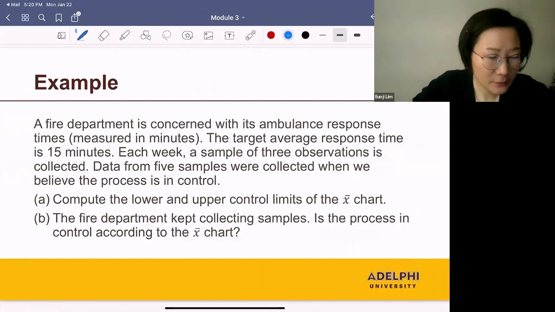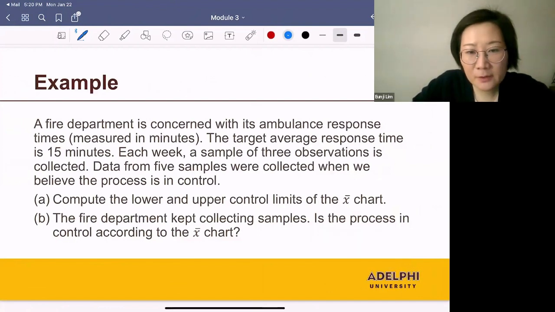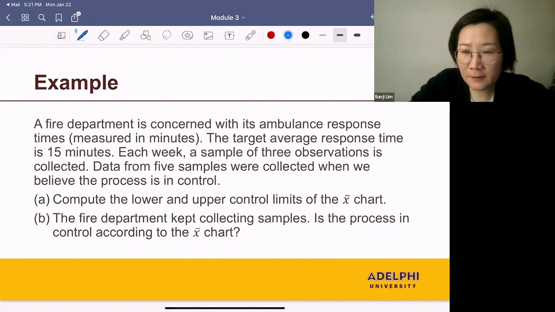Let's take an example. A fire department is concerned with its ambulance response times measured in minutes. The target average response time is 15 minutes. Each week, a sample of 3 observations is collected. Data from 5 samples were collected when we believe the process is in control.